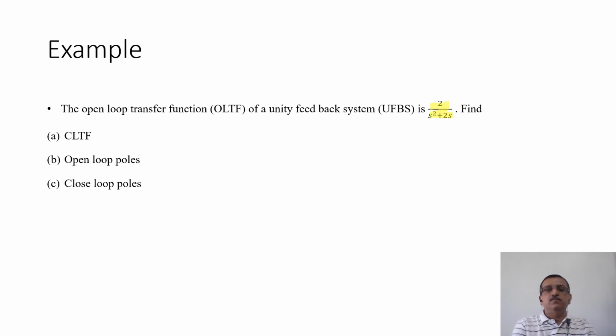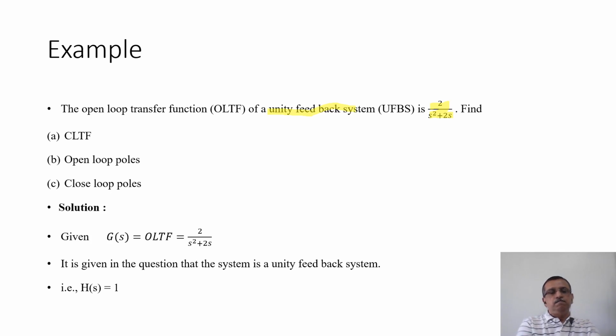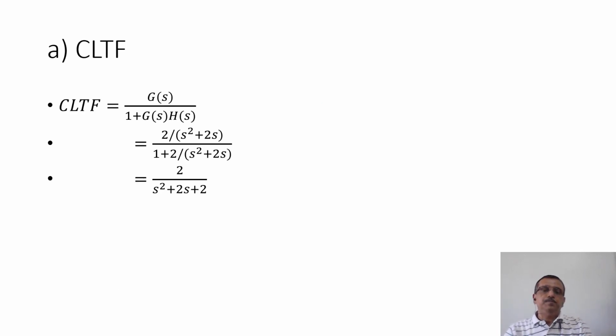H(s) is 1. Why? Because it is a unity feedback system, so I can find the closed loop transfer function. Let us do one after the other. Given G(s) is the open loop transfer function 2 by s square plus 2s. It is given in the question that the system is a unity feedback system. Therefore H(s) is equal to 1.